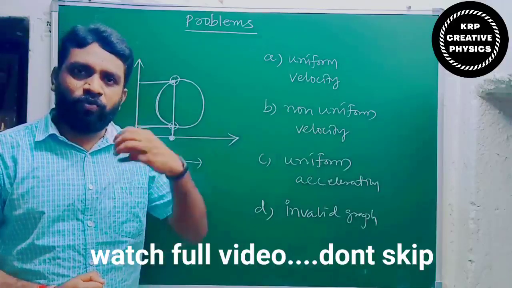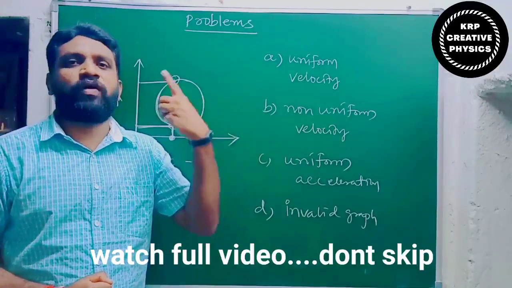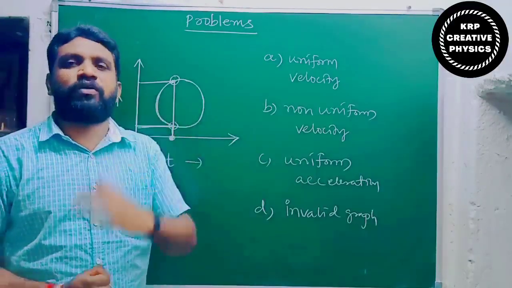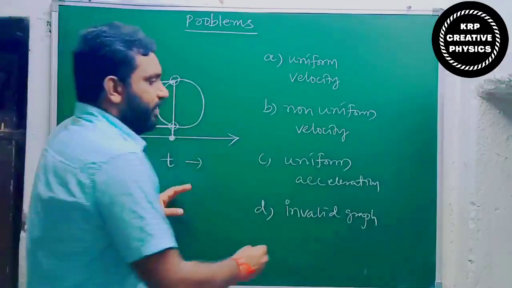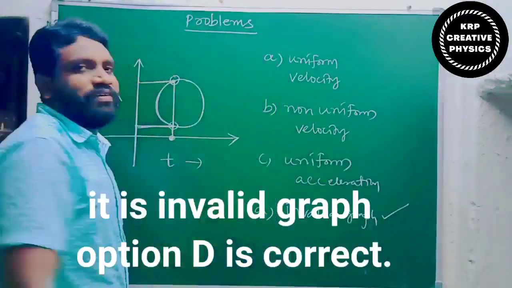At a particular time, we can be in only one position. At a particular time, we don't have two positions. So it is an invalid graph. So that is the correct answer.